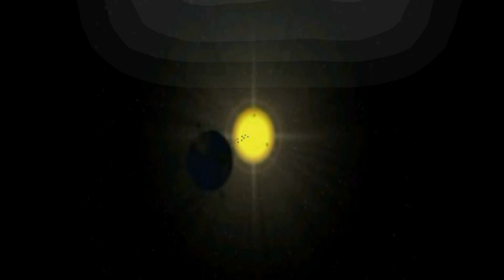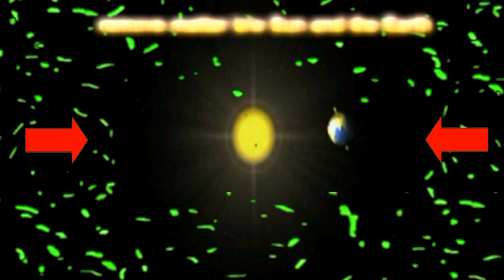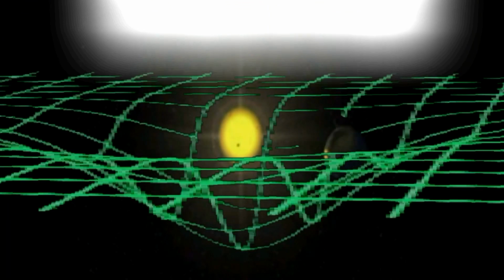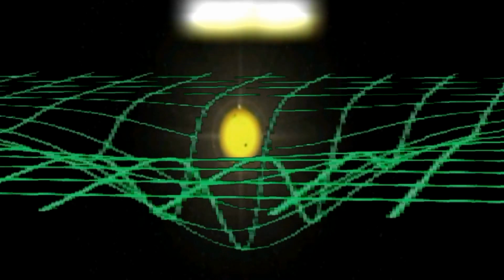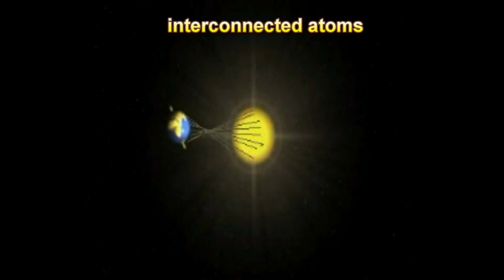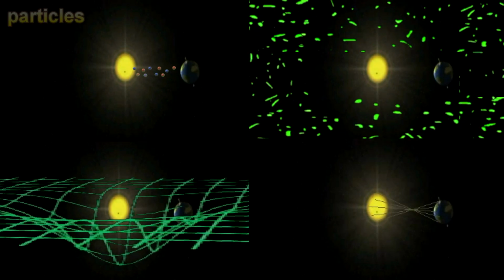Would you remove the matter between the Sun and the Earth so that the matter on the outside pushes the Earth towards the Sun? Would you convert space into a bowl so that the Earth slides or rolls around the walls of the bowl like the little ball on a roulette? Or would you have the Sun twirl the Earth around itself by the invisible threads that interconnect their respective atoms? Food for thought.